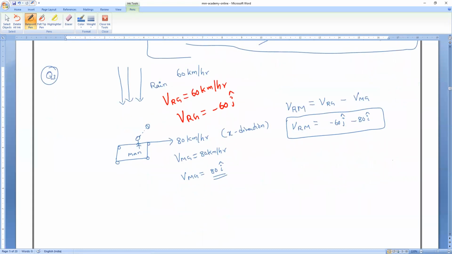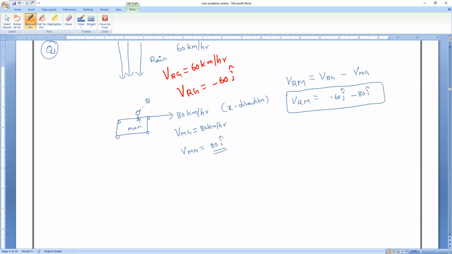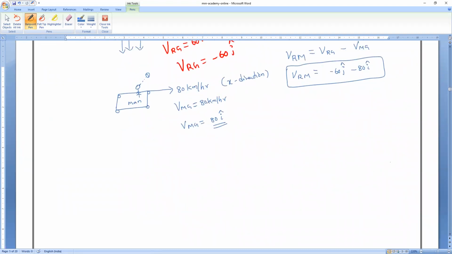Please respond. Yes, sir. One more thing I'll say to you. Find the net velocity also. That velocity also you have to find. So how to find net speed, guys? Net speed, how to find it? That is also I can tell you.